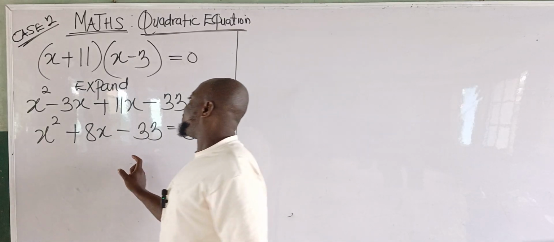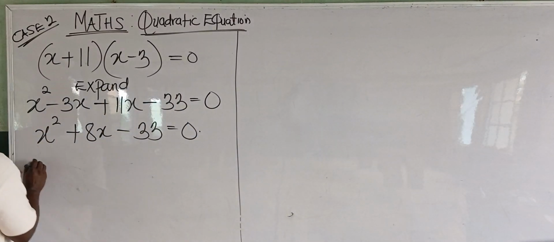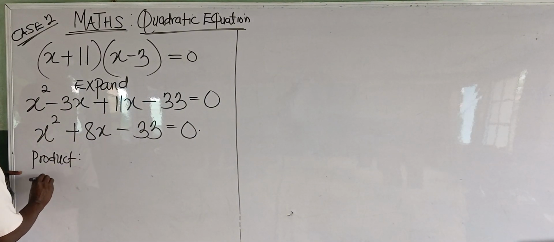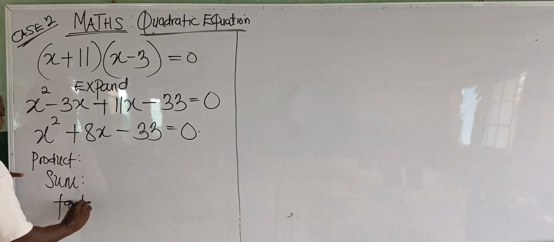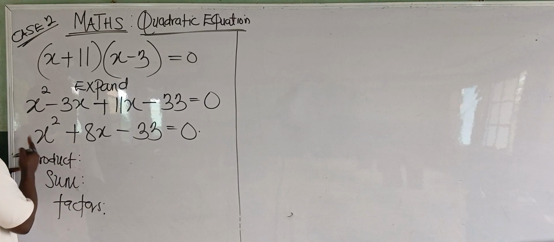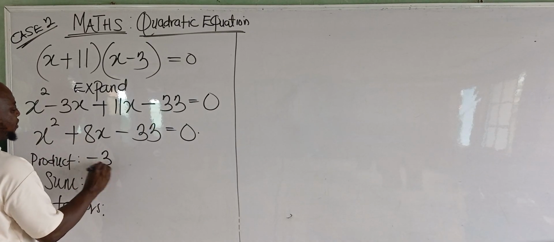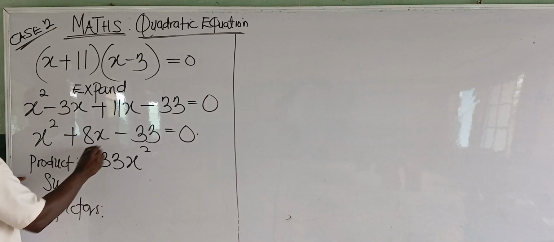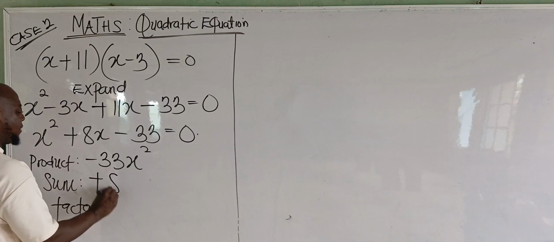So what's the first thing we do? Now look at this. Let me go by this concept. So I have my product, my sum, and then my factors. So what is my product? All of this one, multiplied by the last value here, will give me minus 33x squared. Next up, the sum is always the middle number, either plus or minus. So I'm having 8x.